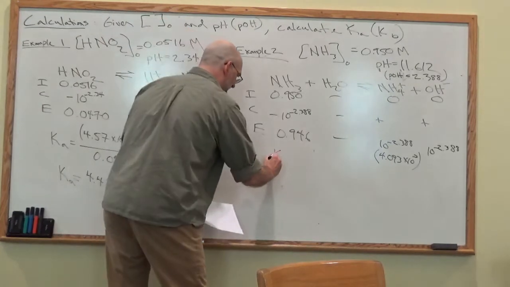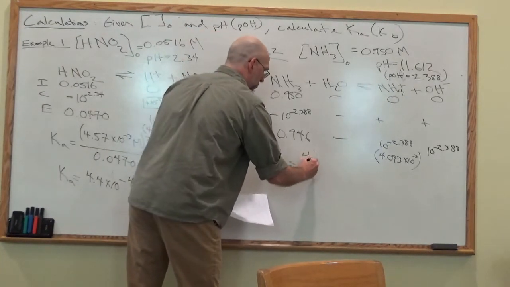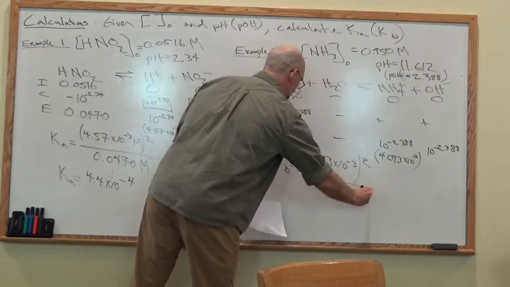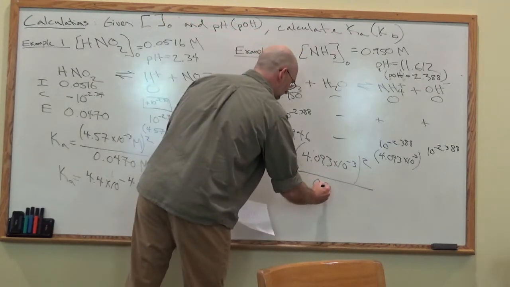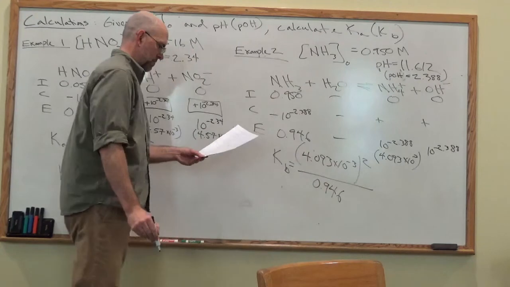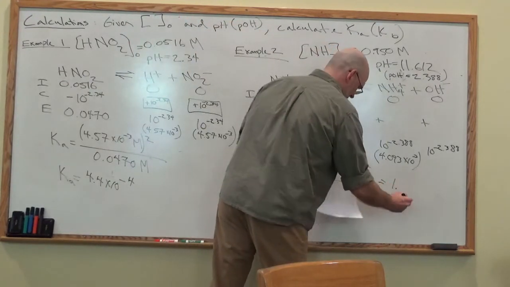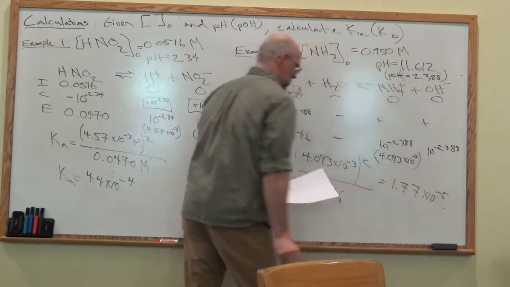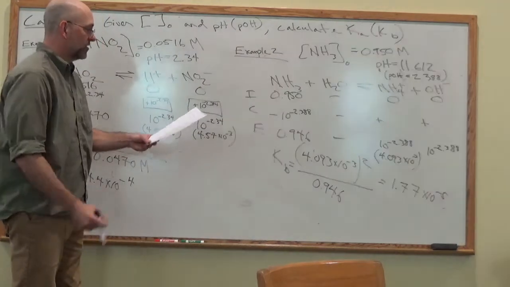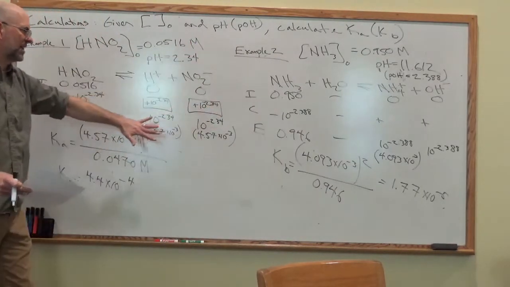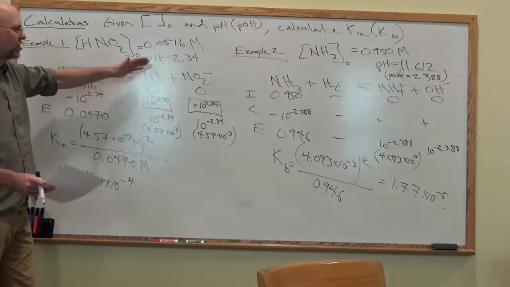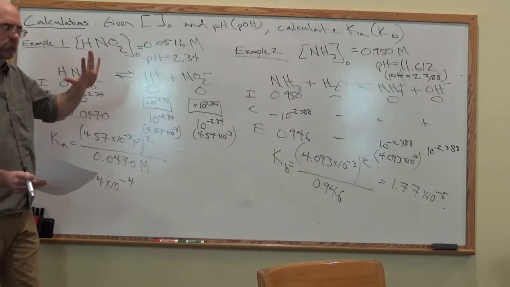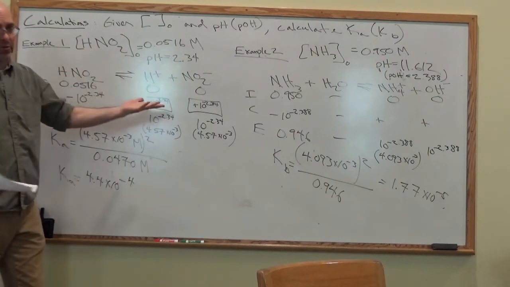So in this case, Kb equals 4.093 times 10 to the minus third squared all over 0.946, which gives 1.77 times 10 to the minus 5. Again, this is something you're going to use a little bit in lab. Not because you can go in the lab and measure a pH and calculate a Ka, because that makes sense. pH probes are easy, although we're not going to get a chance to use one.